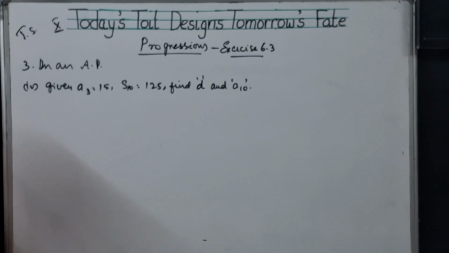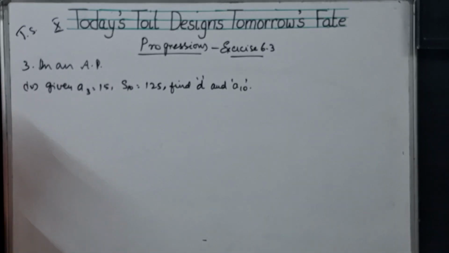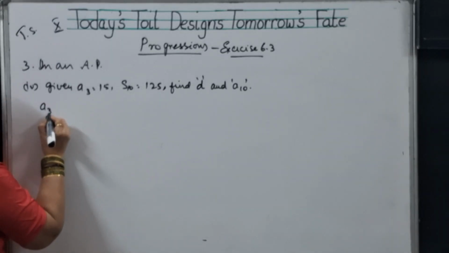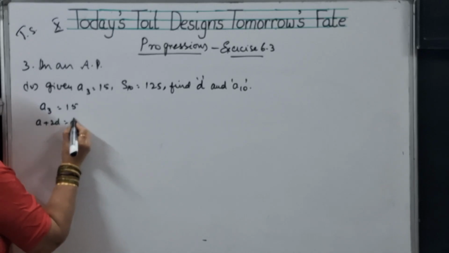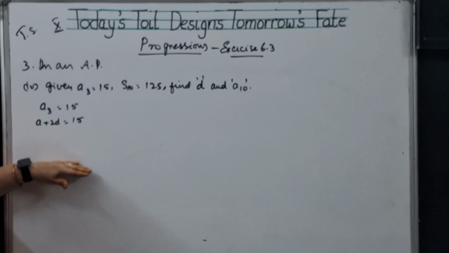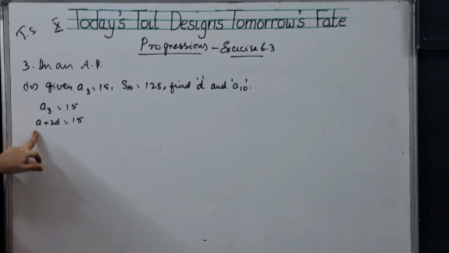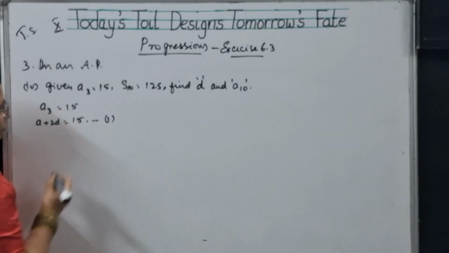Now fourth sum, children. Given A3 is equal to 15 and S10 is equal to 125, you have to find D and A10. So A3 is equal to 15 means A plus 2D is equal to 15. Now, for further calculation, you don't have the A value, you don't have the D value. So you cannot continue this. So take it as the first equation.